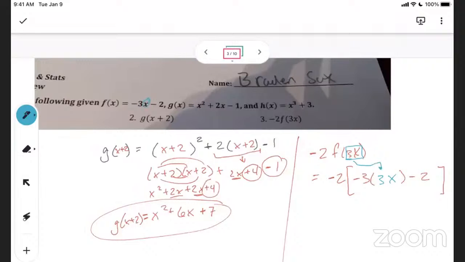Now we simplify it. So that equals negative 2 times, what's this equal? Negative 9x. Good. Minus 2. Now what do I do? Wouldn't you just multiply those two by negative 2? So what am I going to get? 18x plus 4. Perfect. There you go. That's the answer. Got it? Yep.